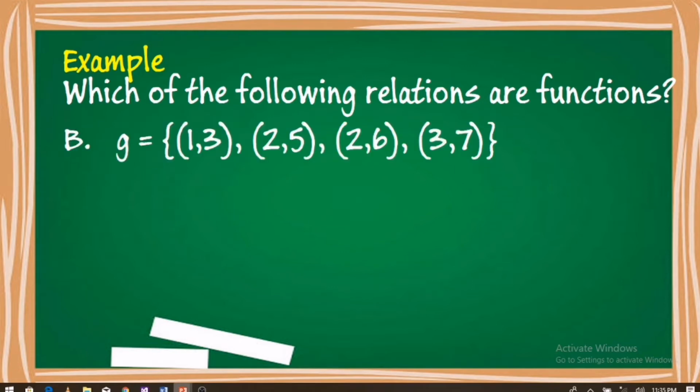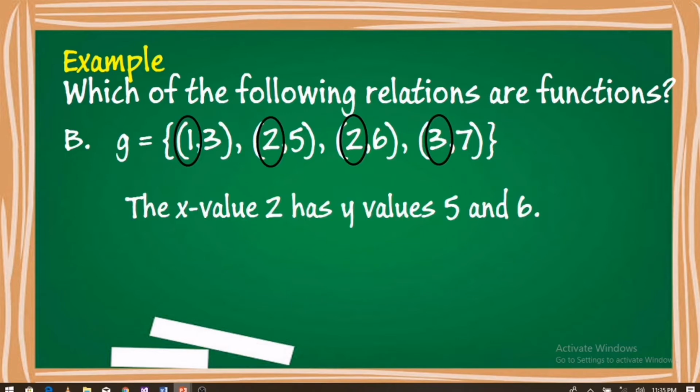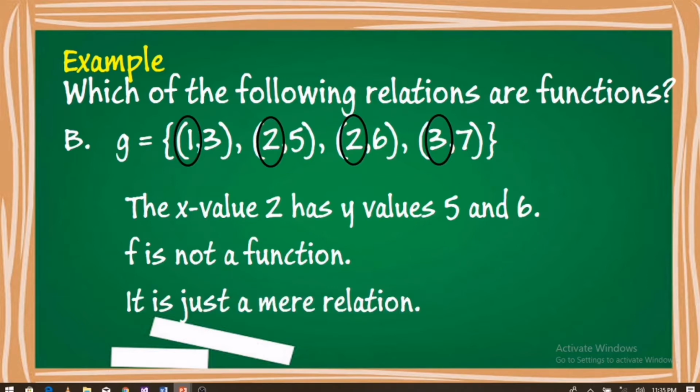Let's proceed to B. G equals the set of ordered pairs (1, 3), (2, 5), (2, 6), (3, 7). Let us check if there are x values that repeat: 1, 2, 2, and 3. The x value 2 has y values 5 and 6. Therefore, there are ordered pairs with the same x values but different y values. Thus, g is not a function. It is just a mere relation.